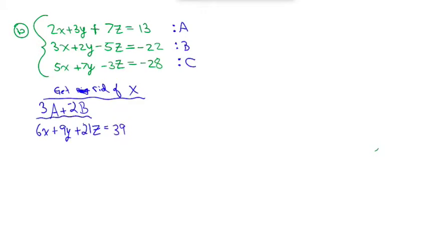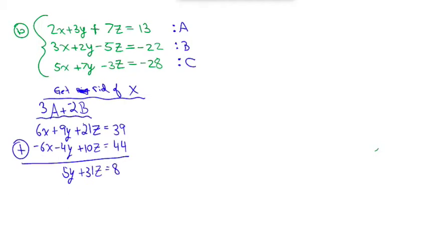Okay. And then be careful with negatives. -2 times all of B. So -2 times 3x is -6x. -2 times 2y is -4y. -2 times -5z is +10z is equal to -2 times -22, +44. If you screw up a sign, everything's messed up. So you gotta be really cautious through all these processes. Take these two and add them up and see what happens. 5y plus 31z equals 83. Ugh. It's horrible. Oh well, life goes on.